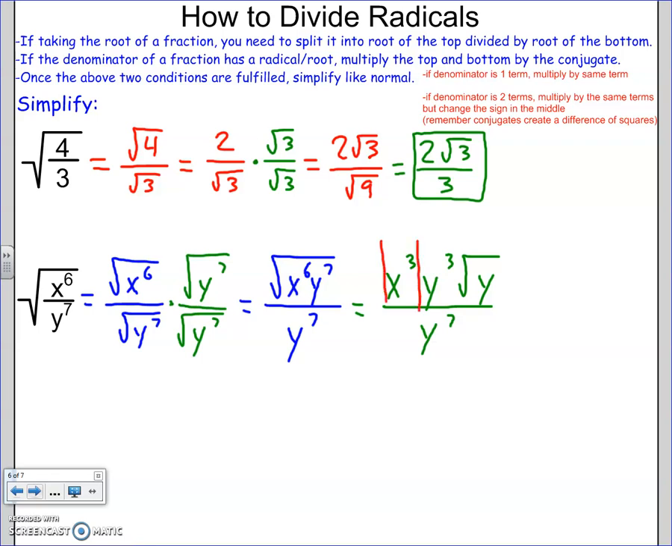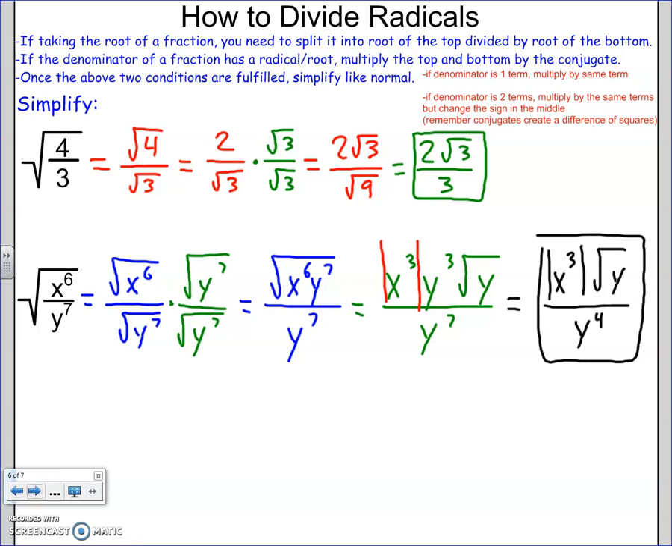Alright, and I'm almost done. If you have y on top and y on bottom, you do your regular exponent rules, division rules. When you divide letter by letter, you subtract the exponents. So lastly, the y to the 3rd divided by y to the 7th will be y to the 4th on the bottom. So my final answer is the absolute value of x cubed on top, square root y. On the bottom is y to the 4th power. So notice how this radical is on top. There's no radical on the bottom. There's no radical of a fraction. We simplified as much as we could.